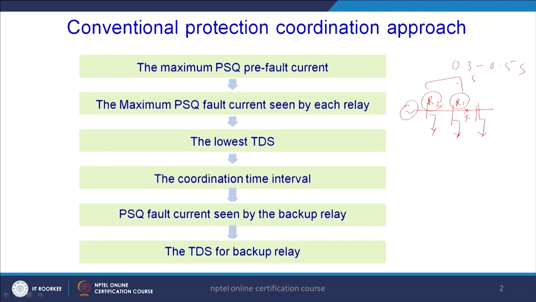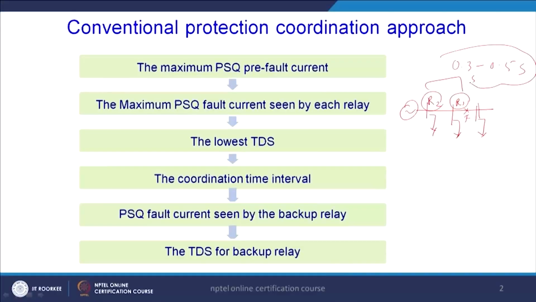Now, this process of clearing the fault using the primary and backup relay within a certain time gap is the CTI, coordination time interval. This particular time, 0.3 to 0.5 second, is known as CTI, the coordination approach of the overcurrent relay.